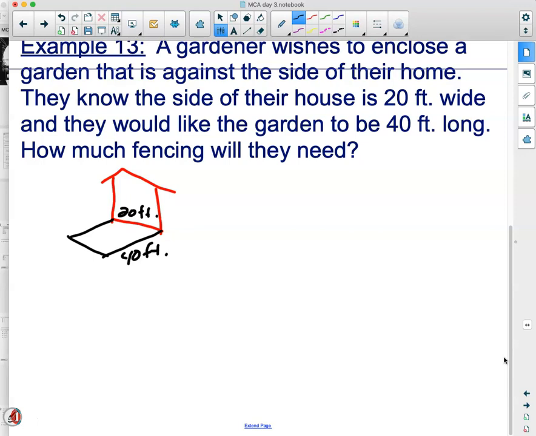Well, there's always somebody that forgets that you're not putting fencing over here on the house and gives the entire perimeter. And of course that answer is going to be there because they know we're going to make that common mistake. So right away, write down the 20 feet, the 40 feet, but then cross that one off so you don't accidentally use it. That's where the house was, and the house doesn't need fence. So 40 plus 40 plus 20, 100 feet of fence. Another one that you don't need formulas for. If you just draw a picture, you'll be good.